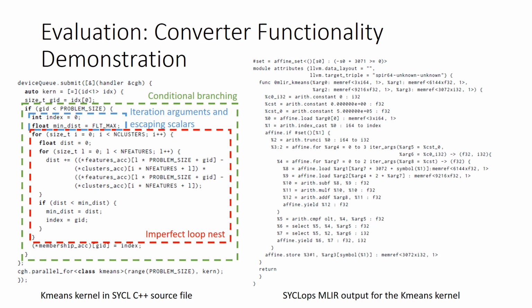As shown in blue are iteration arguments and escaping scalars. Since MLIR does not contain phi nodes in its standard dialect, iteration arguments and escaping scalars are represented within the control flow operations. As shown on the code on the right, the affine for operations contain these iter args. And shown in red are imperfect loop nests. As shown, this for loop contains more than just a for loop. It also contains an if statement, which SYCLops handles without issue. From this experiment, we demonstrate that SYCLops is able to convert complicated device kernels without any issues.